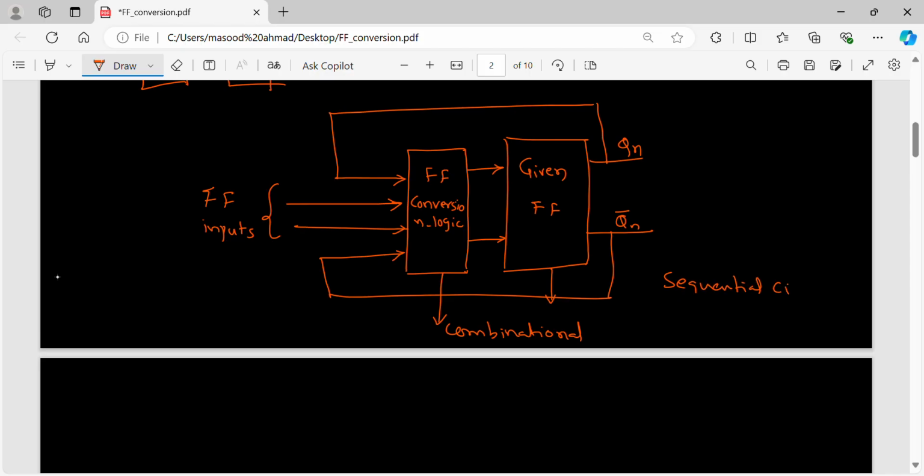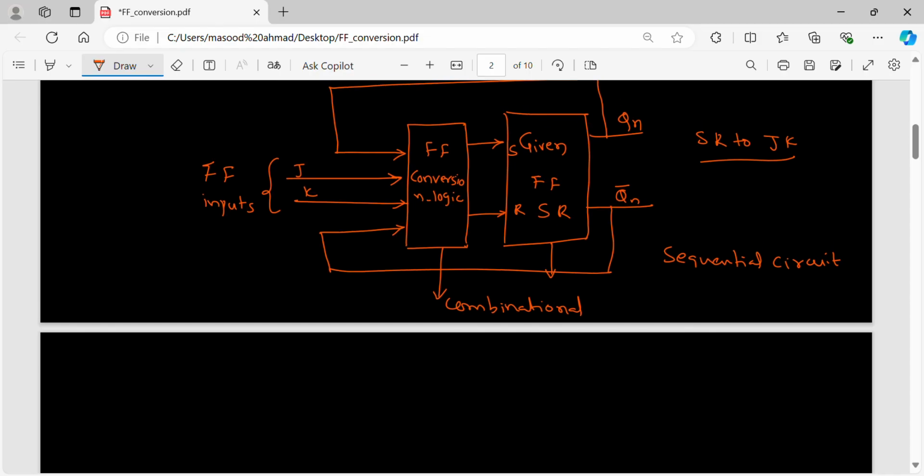So, for example, let's suppose I want to convert SR to JK. What is the given flip flop? It is the SR flip flop. What are the flip flop inputs? I'm converting SR to JK, which means inside there is an SR flip flop, but it looks like a JK. So the inputs are J and K. Here the input is S, here the input is R. Here the inputs are J and K. Now, if you look at this circuit, I need to get an expression for S and an expression for R.